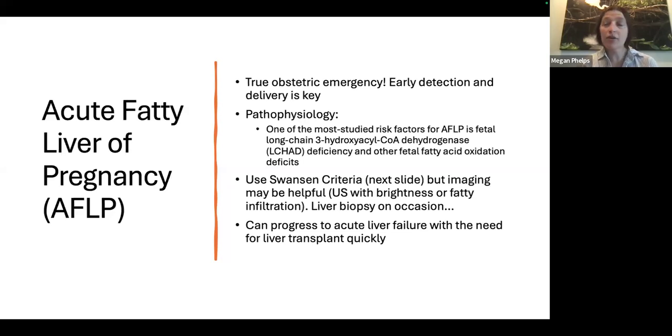I think of this like just acute liver failure of pregnancy. The most studied risk factor for the mom getting this is that the fetus has LCHAD or other fetal fatty acid deficits. Essentially, pregnancy in general causes an increase of the fatty acids, and then the fetus will have a defect and be unable to metabolize, and then it will build up in the fetal and also in the maternal systems, leading to these symptoms. We'll talk about diagnosis on the next slide, but again, this can be scary. It can lead to acute liver failure and the need for a transplant, ICU admission, etc.